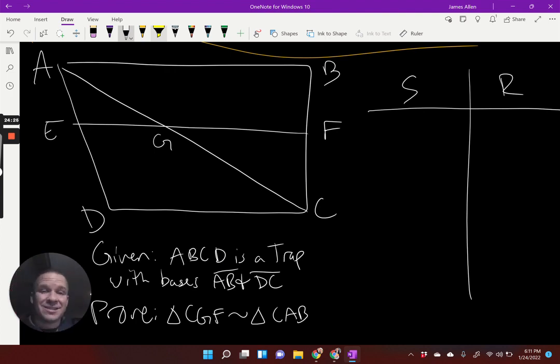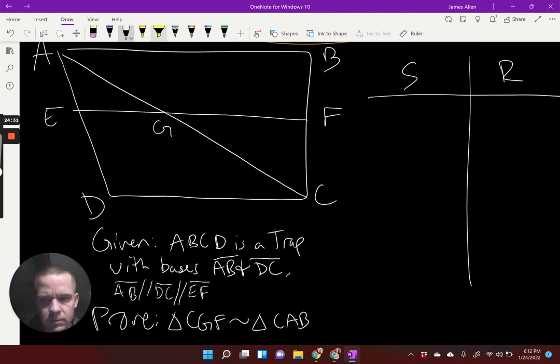Parallel lines get us congruent angles. So let's see here. I forgot, I wanted to add one last thing to the given there. It's that all three of these are going to be parallel. So this is parallel to this, is parallel to that. Okay. So it's parallel to the two bases of the trapezoid. So it's given to us. We don't even need to state it.